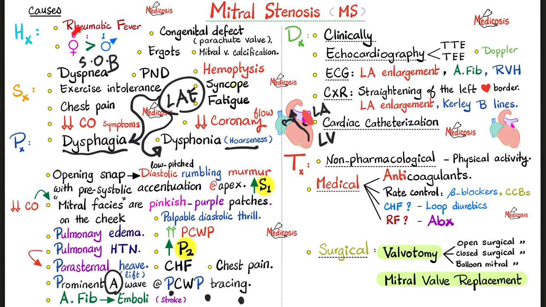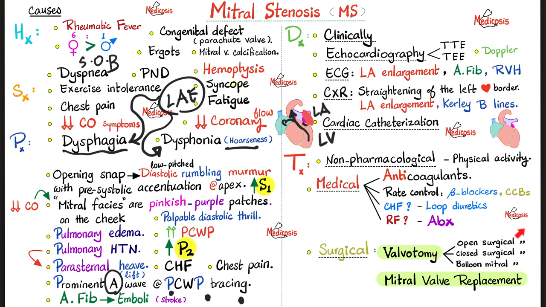If rheumatic fever, give antibiotics. Next, surgical options for mitral stenosis treatment. We have valvotomy and we have replacement. You can try to repair the valve or you can replace it. Throw it in the trash and replace it with a new one. Let's start with repair or valvotomy.